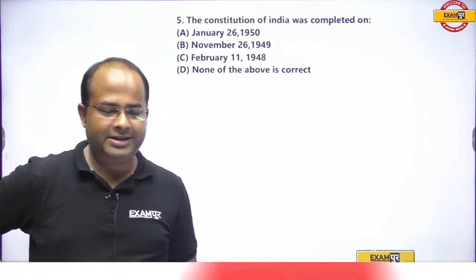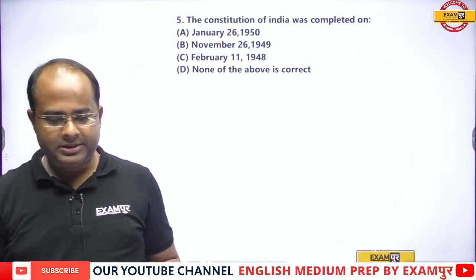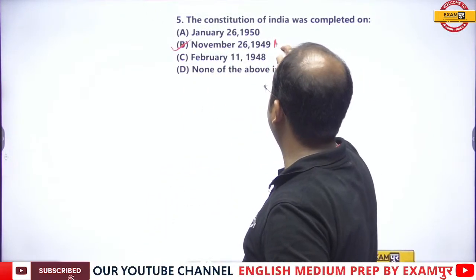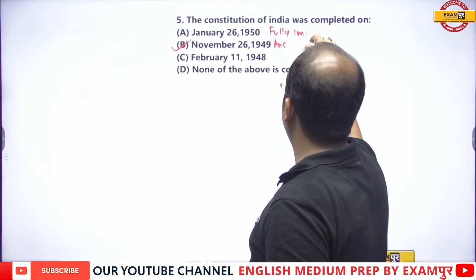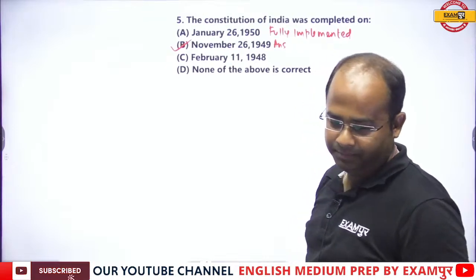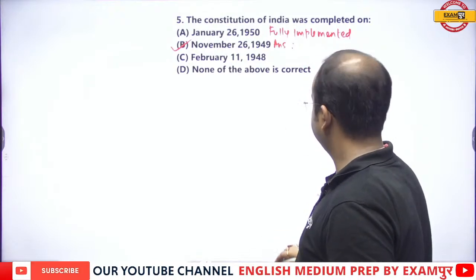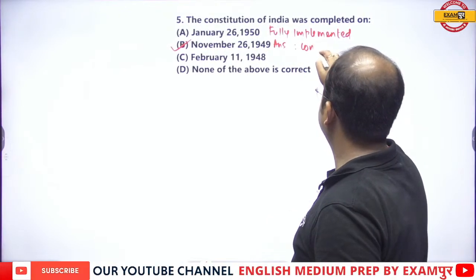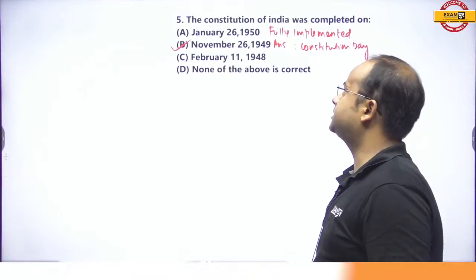Constitution of India was completed on... Okay, very good guys. Everyone is going with option B. So option B is 26 November 1949. It got completed, and it was fully implemented on 26 January 1950. So we celebrate Constitution Day on 26 November 1949.